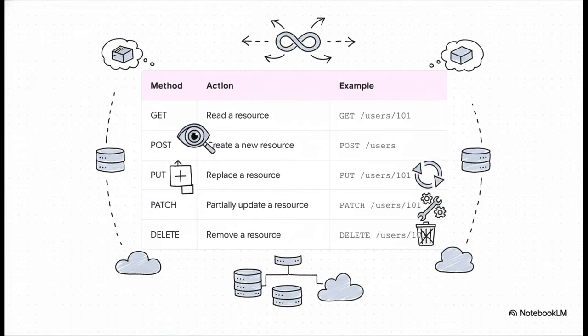Okay, so if our resources are the nouns, how do we do things to them? We use the verbs that are already built into the HTTP protocol. We use GET to read, POST to create, PUT to replace the whole thing, and so on. See the beauty of this? The address, the URI, stays the same, but the verb we use completely changes the action. This separation is at the heart of REST's elegance.